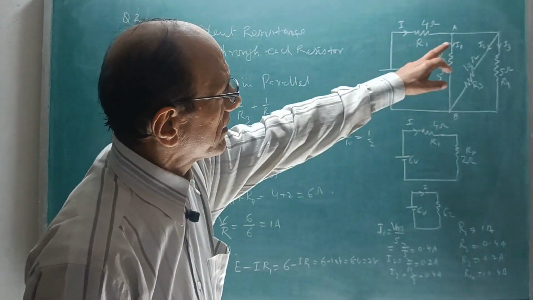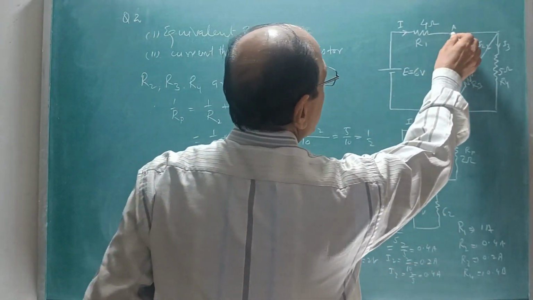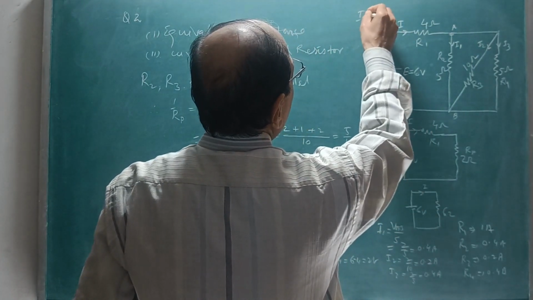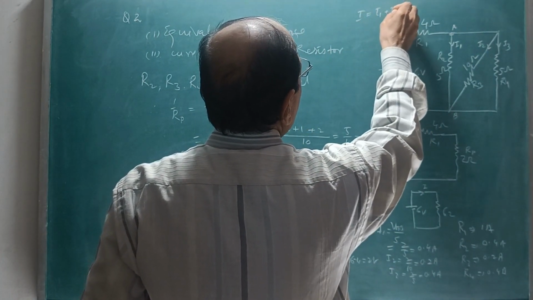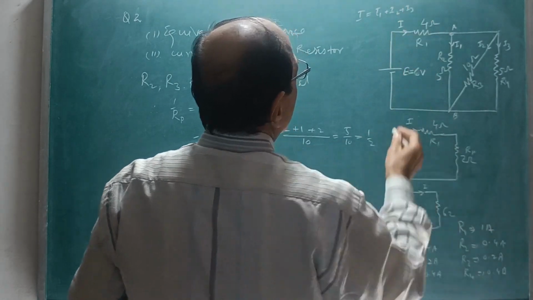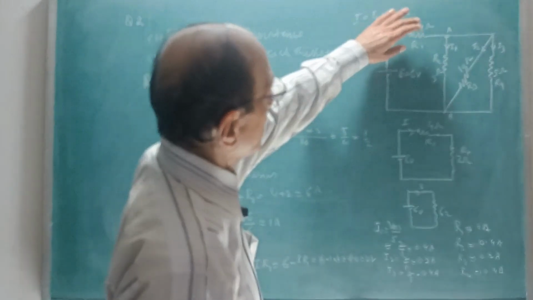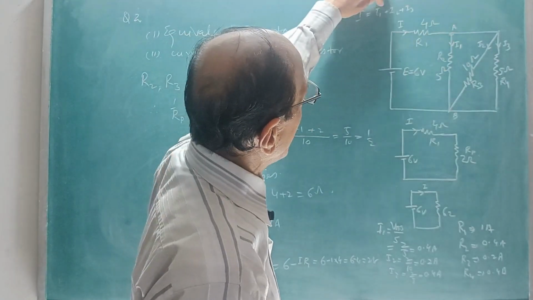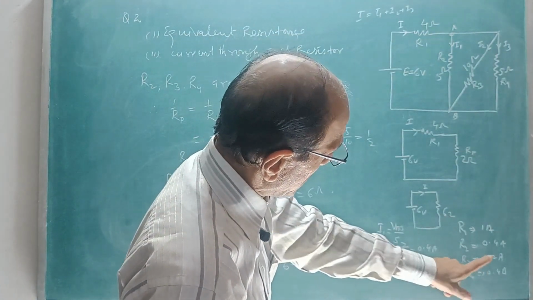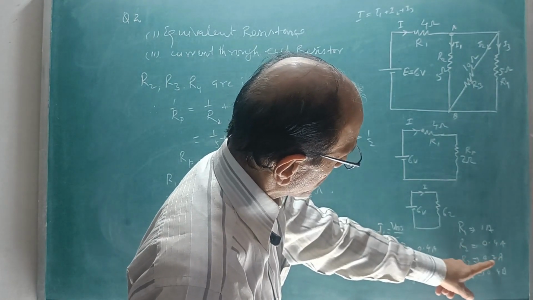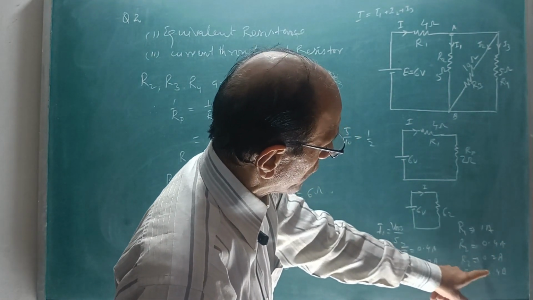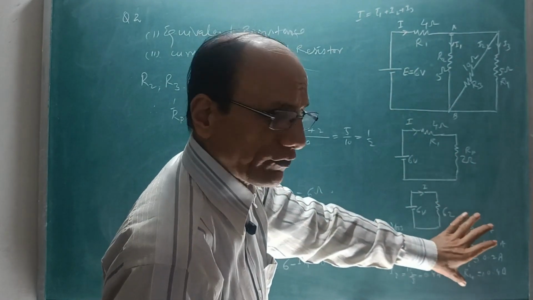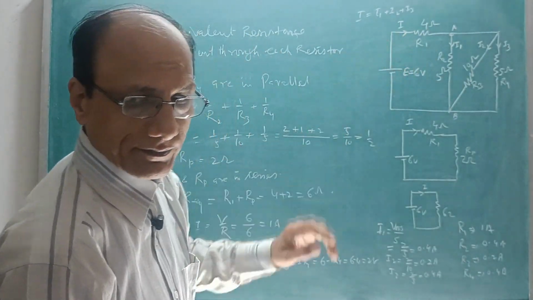And if you apply Kirchhoff's law here, I will be equal to I1 plus I2 plus I3. Just see, 0.4 plus 0.2 plus 0.4 will become 1, and that is correct. So this way you can check your answer also.